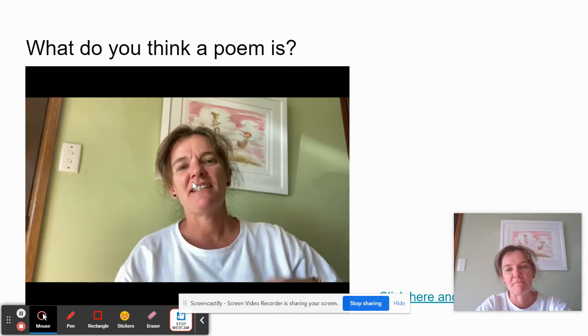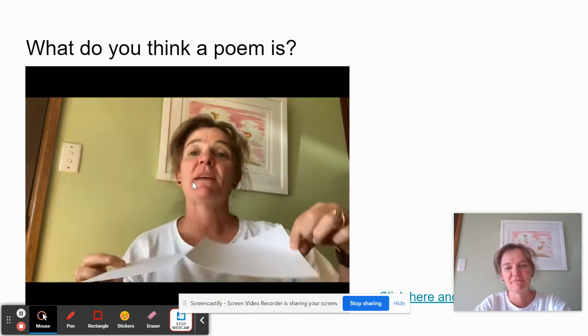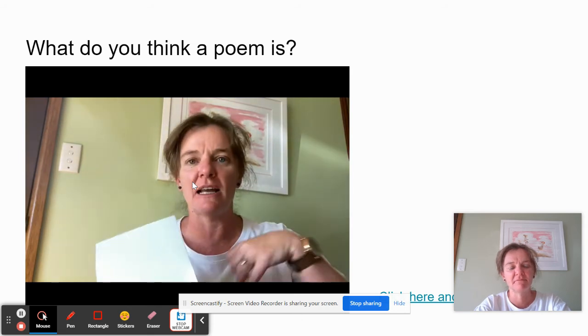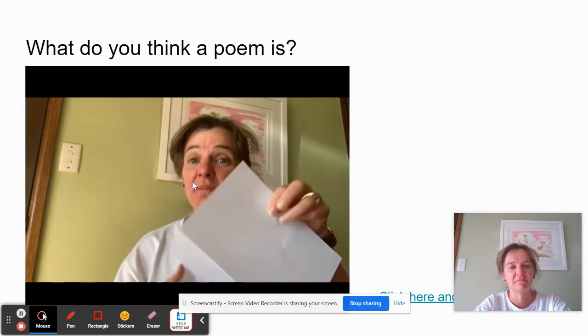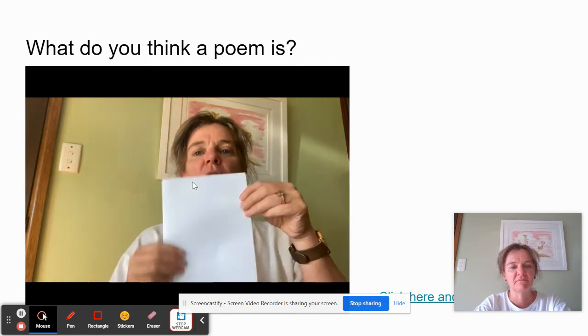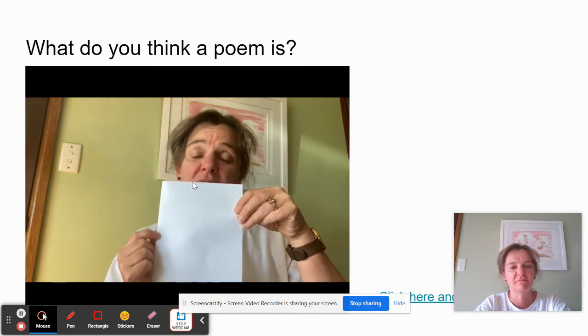Hi, Year 3. For your first activity today, you're going to get a piece of paper. Now, if you are using a lined book, that's fine as well. You can use your lined book or lined paper. It doesn't have to be paper like this. But I'm going to get you to fold it in half, or you can just write the short date if you're using your book at school.